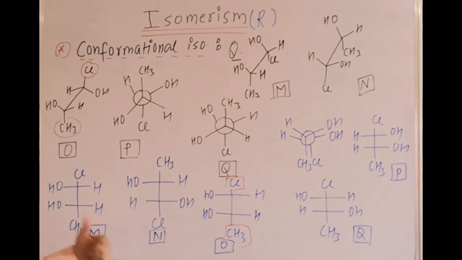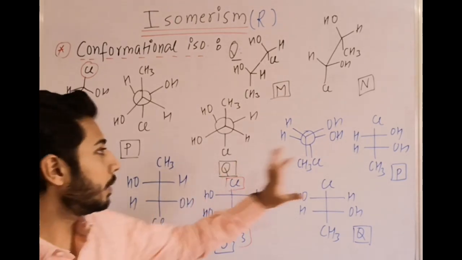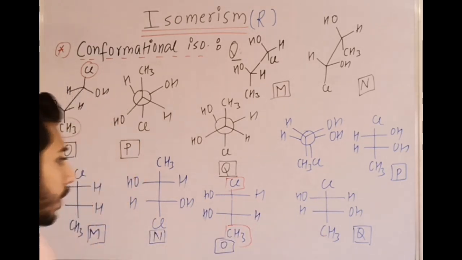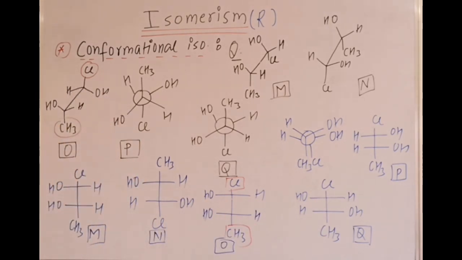So M and N are diastereomers. M and O are identical. M and P are enantiomers, and M and Q are diastereomers. Okay.